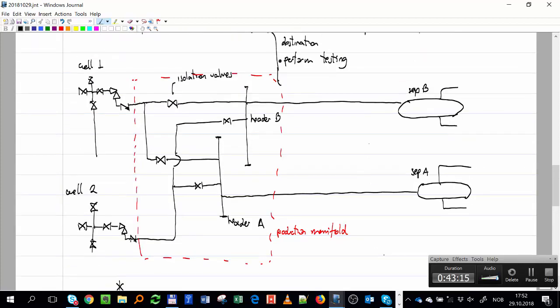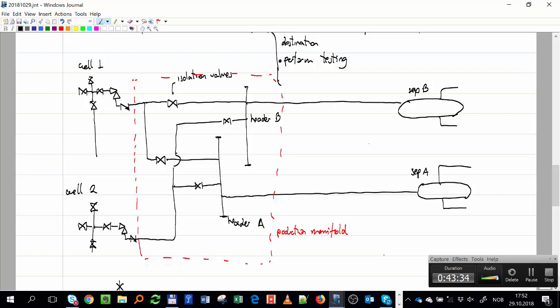Okay, so why do we have two separators? Sometimes we have three, four. It becomes a mess. Why do we have so many separators? The first answer is to test the well. That's the most important.